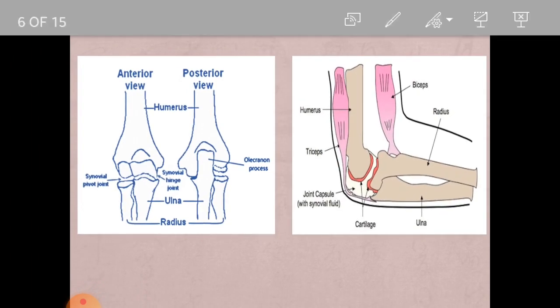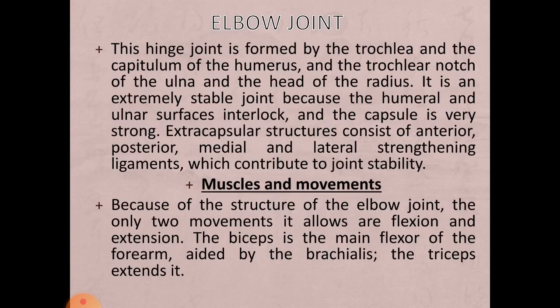This hinge joint is formed by the trochlea and the capitulum of the humerus, and the trochlear notch of the ulna and the head of the radius. It is an extremely stable joint because the humeral and the ulnar surfaces interlock and the capsule is very strong. Extracapsular structures consist of anterior, posterior, medial and lateral strengthening ligaments which contribute to the joint stability.